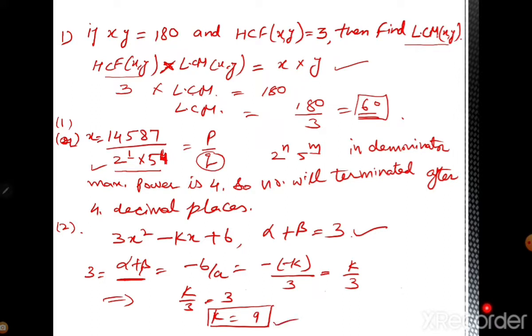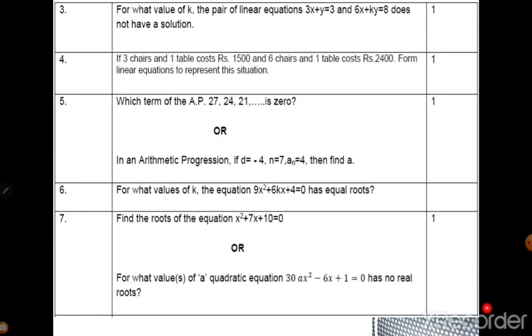How did we get it? First of all, write the equation. Whatever the condition is given, write that one. The condition is that the sum of the zeros is 3. And we'll compare this sum with our equation. We'll find the sum from the equation, that is minus b upon a. And b is minus k. So we'll substitute, minus minus cancel, and we'll get the value of k. Right? So this was our second question.